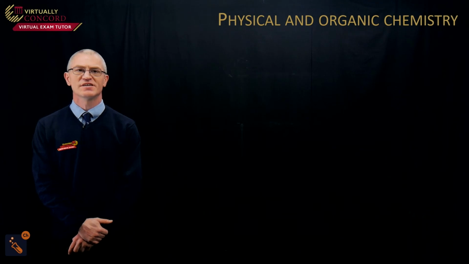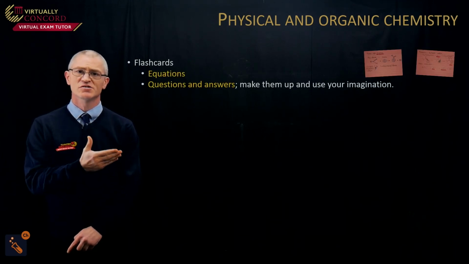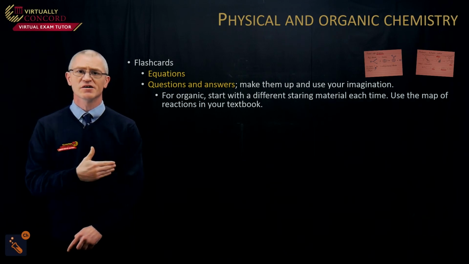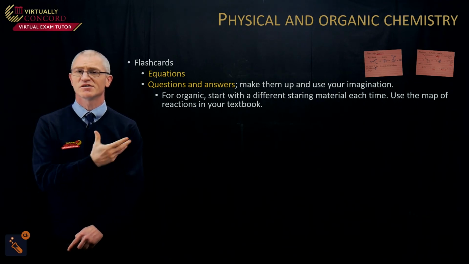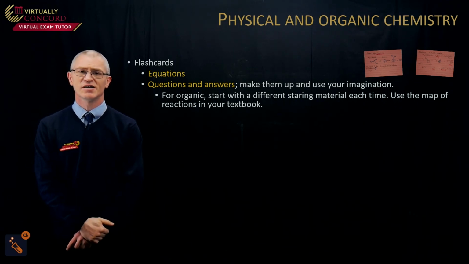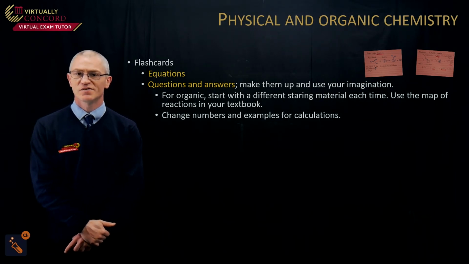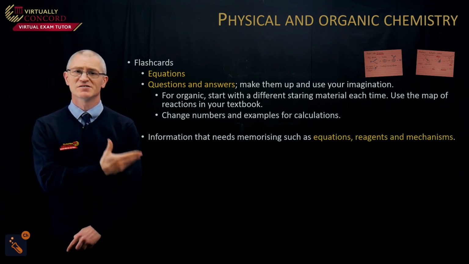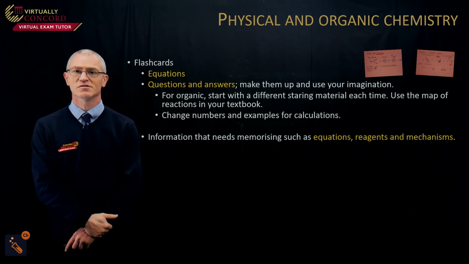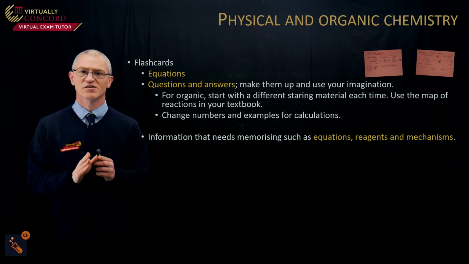We're now going to summarise all of the techniques that you might use for physical and organic chemistry. Now, first of all, we talked about flashcards. We know that you can put equations on them, you can put questions and answers that you have made up. You can make up those questions for organic with a different starting material each time, much like you did in the diagrams that we were doing. And you can use the map of reactions in your textbook. For physical, you can change numbers and examples for those calculations. Now, these are really good for information that needs memorising, equations, reagents, mechanisms as such. Okay, but we're going to describe a slightly different technique, and these techniques are a way of having boxes.